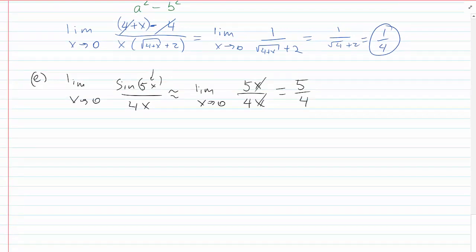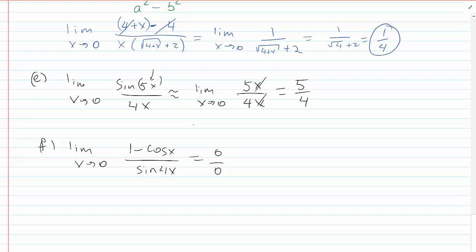Alright, so we've seen those. F, somewhat harder. You've seen this in class as well. If you substitute 0, you'll get 0 over 0, just like the one above. I forgot to mention that.